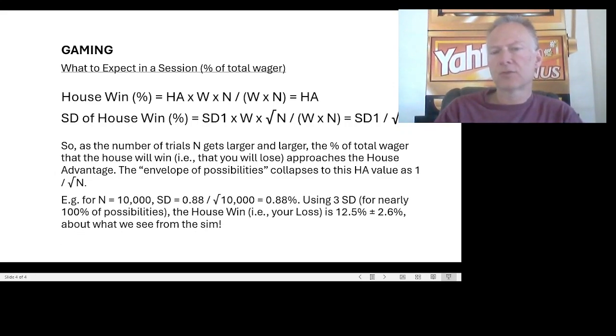If we do the math for just one of the examples of the simulator, the example where we simulated a session of 10,000 plays, the standard deviation for that session would then be 0.88, which is what we calculated earlier, divided by the square root of 10,000. That's this formula right here. We plug in 0.88 and we plug in the square root of 10,000 here, and what we get is 0.88%. Now 0.88% represents the standard deviation for the session.